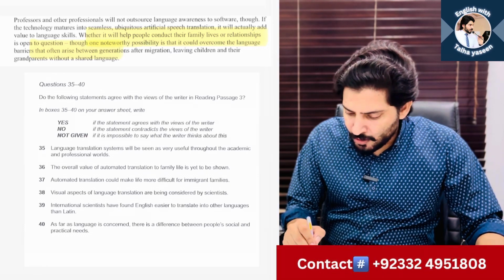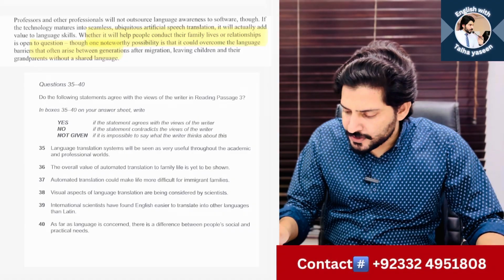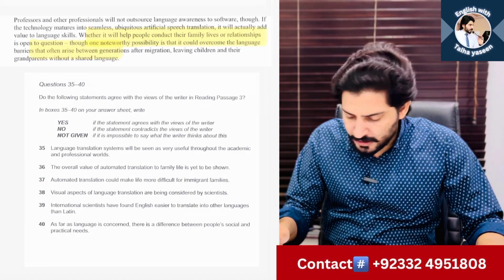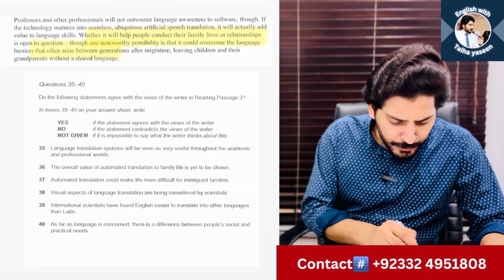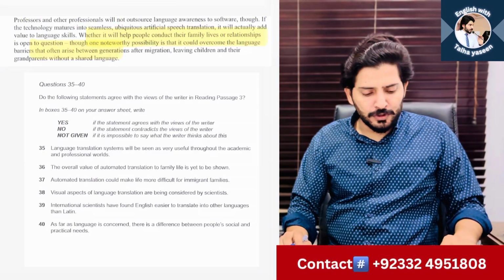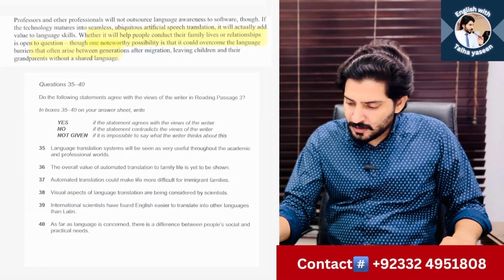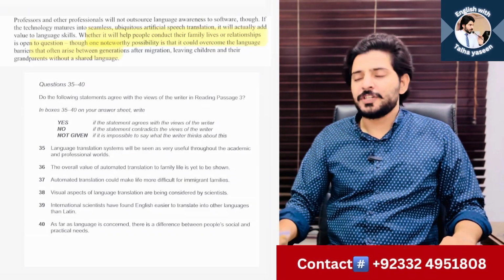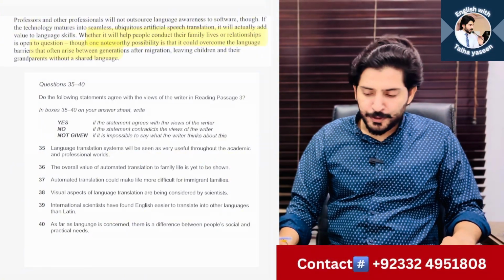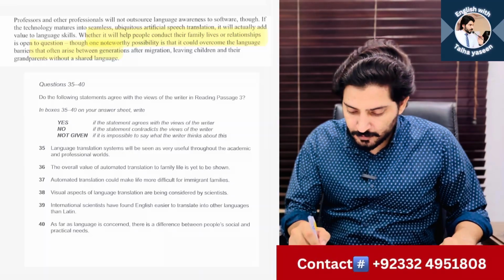Let's read: the overall value of automated translation to family life is yet to be shown. And here he mentions that it is open to question. Both pieces of information are the same, so we will write yes. Open to question means is yet to be shown.